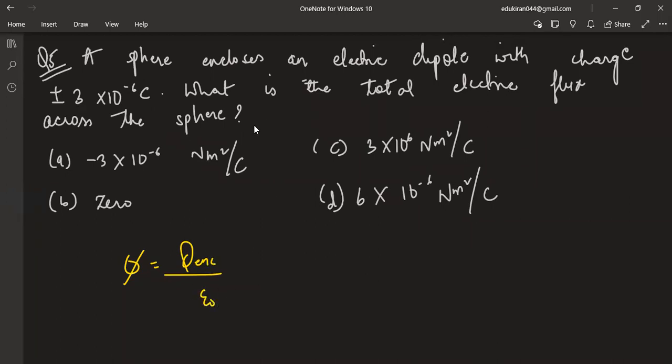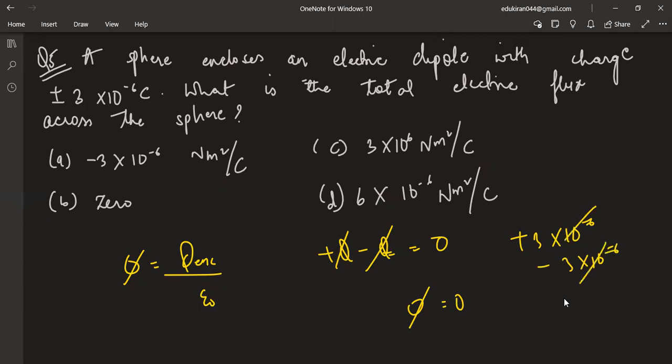And this is a dipole, no? For a dipole, you have plus q and minus q. That cancels each other, so that is 0, so flux will also be 0. It's like plus 3 into 10 to the power minus 6 minus 3 into 10 to the power minus 6. They'll cancel each other, so flux will directly be 0. Option B. Note it down. Some more questions I'll write that you'll practice yourself, at least 1 or 2, then we'll move on to electric potential and capacitance.